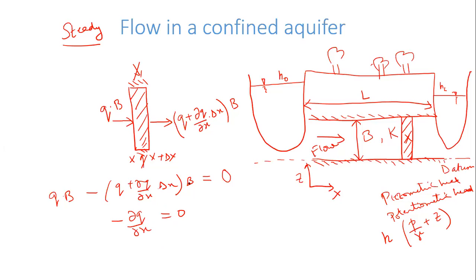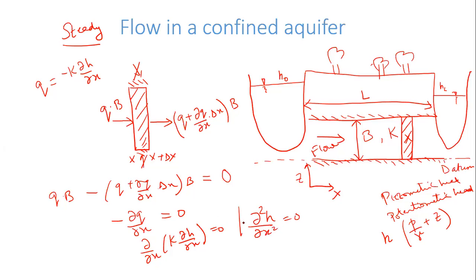Right? This B and delta x are non-zero quantities. So ∂Q/∂x must be equal to 0. Which in other words, what is Q? Let's think back, our Q was minus K ∂H/∂x. That was Q, correct? So if I put that in over here, I'll get ∂/∂x of K ∂H/∂x equal to 0, which, assuming K is homogeneous and constant throughout the entire aquifer, gives you a nice, simple, beautiful equation. ∂²H/∂x² equal to 0. That's it.